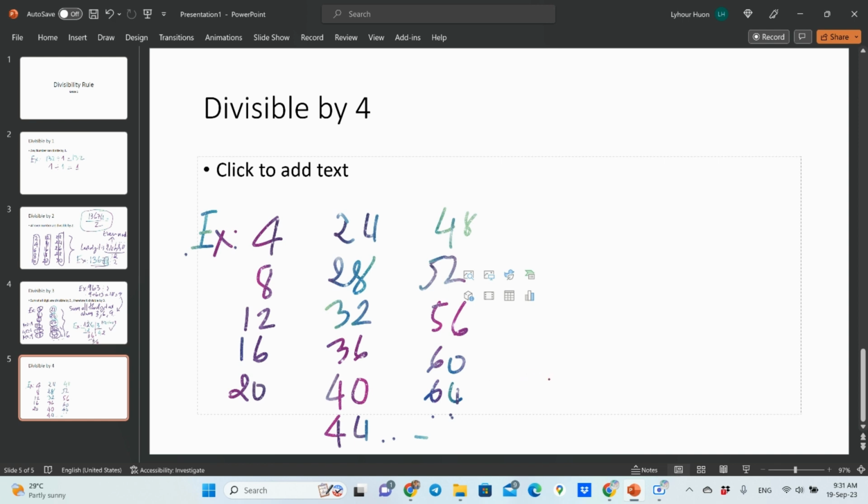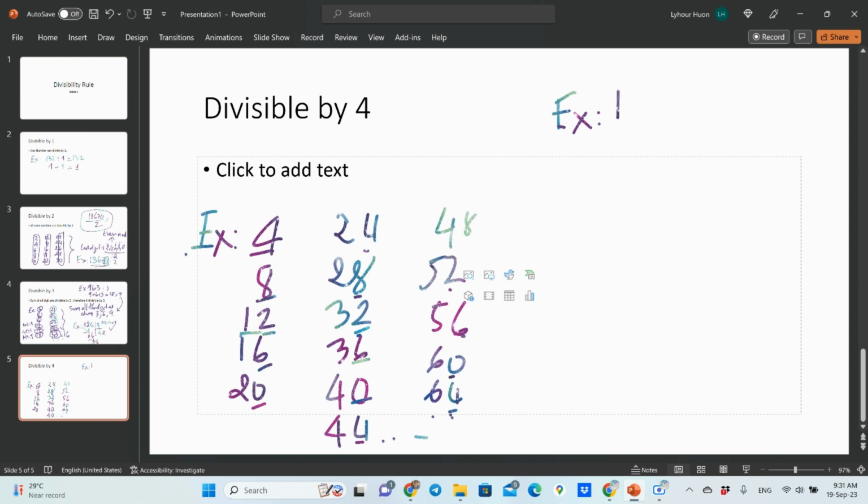There seems to be a pattern here: 4, 8, 12, or maybe 2, 6, 0, 4, 8, 2, 6, 0, 4, 8, 2, 6, 0. It looks like that. They all end with 0, 2, 4, 6, 8. Yes, it's right? They always end with 4, 8, 2, 6, 0.